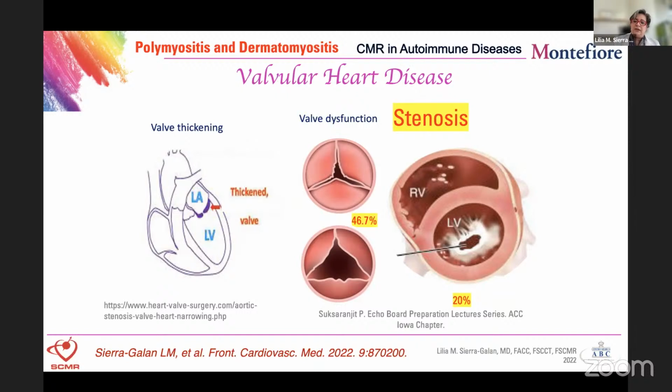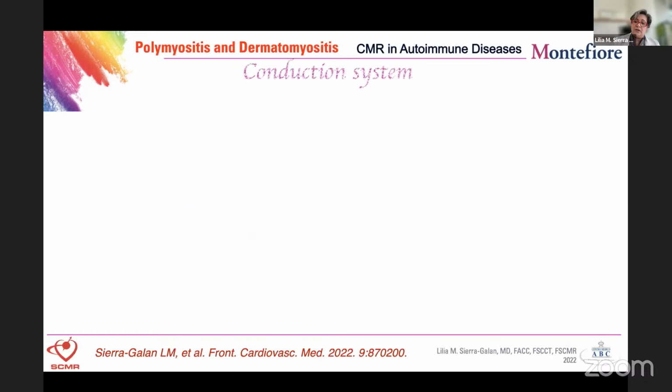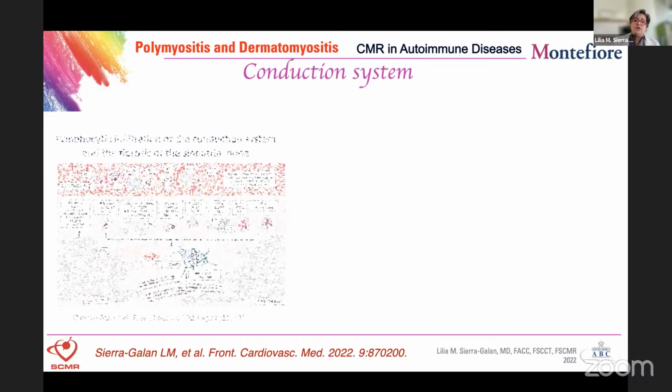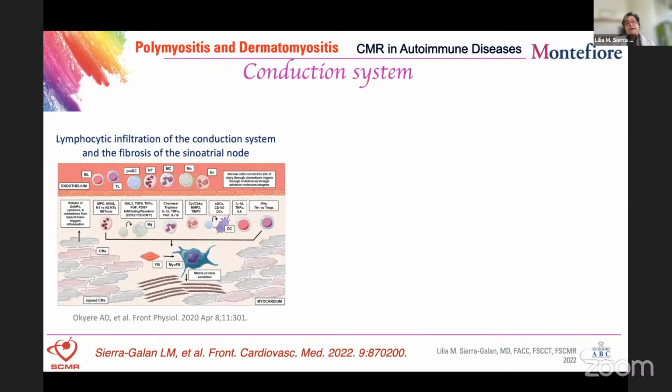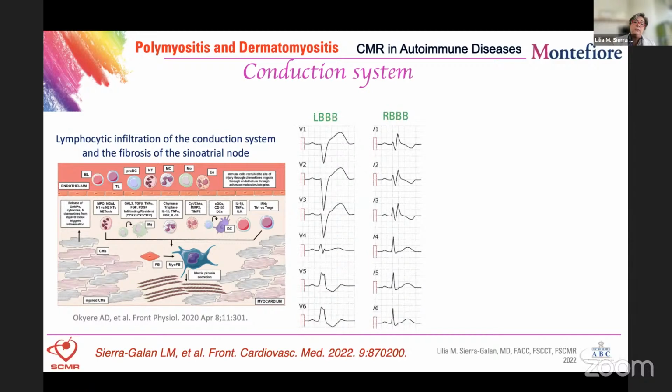dermatomyositis. The most affected is the aortic valve with 46.7% and the mitral valve with 20%. So this could be the primary manifestation in almost 7% of the cases. The conduction system is also affected, by an infiltration of the lymphocytes in the conduction system and the fibrosis of the sinoatrial node.